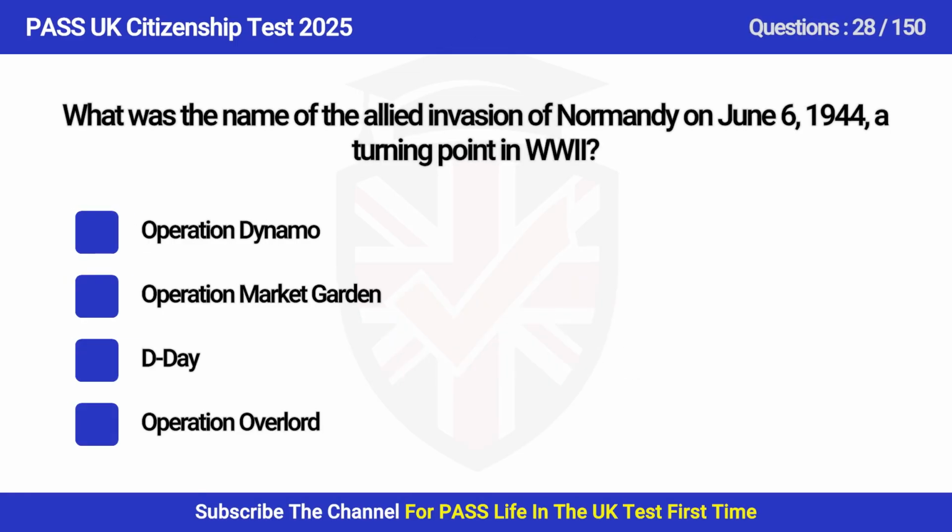Question 28. What was the name of the Allied invasion of Normandy on June 6, 1944, a turning point in the war? A. Operation Dynamo, B. Operation Market Garden, C. D-Day, D. Operation Overlord?